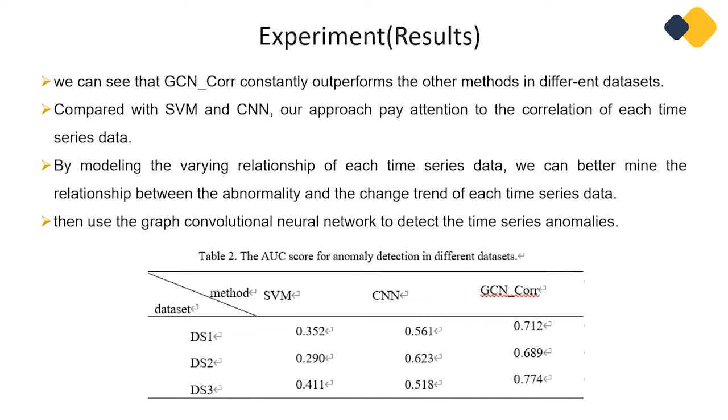Compared with SVM and CNN, our approach pays attention to the correlation of each time series data. By modeling the varying relationship of each time series data, we can better mine the relationship between the anomaly and the change trend of each time series data, and then use the graph convolutional neural network to detect the time series anomaly.